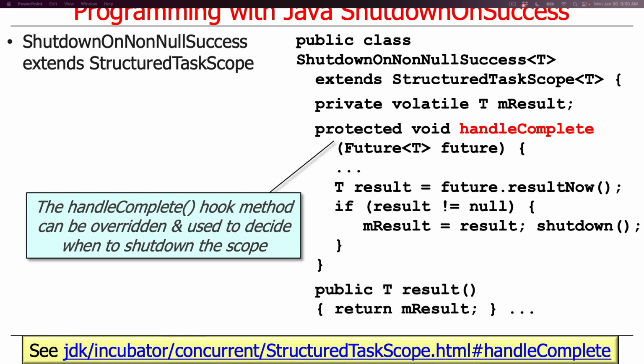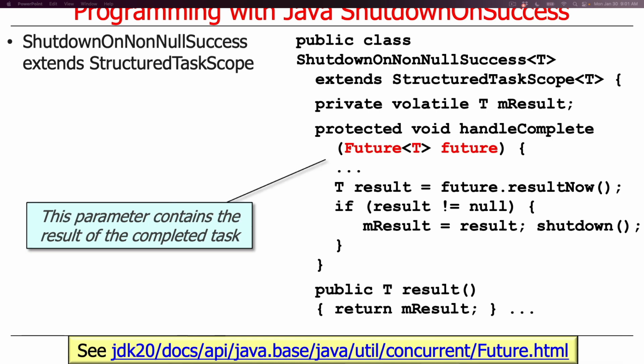handleComplete is a hook method that you can override and then write logic to decide when the scope should be shut down on success. And so that's what we're going to do. We're going to override handleComplete. Now, handleComplete is passed a future whenever the task that that future corresponds to has completed, either successfully or on failure. And so we get a future here, and this is our hook to decide whether or not we want to shut down. I've omitted a little code that we'll take a look at when we walk through the complete implementation in a second.